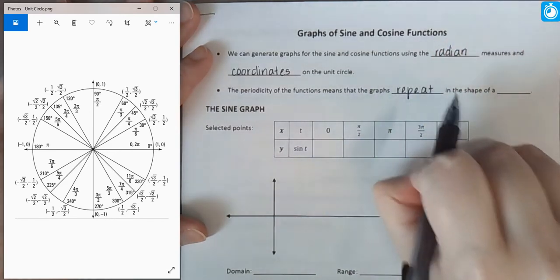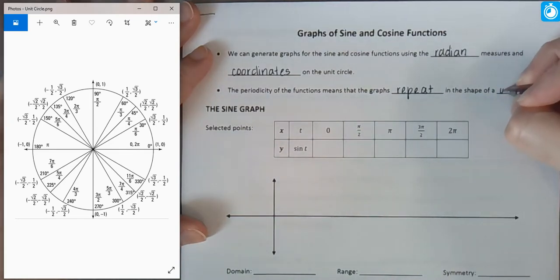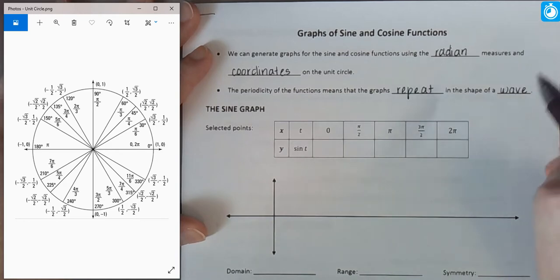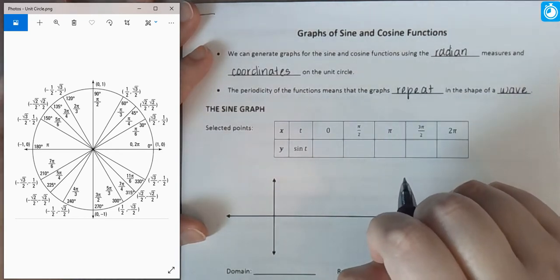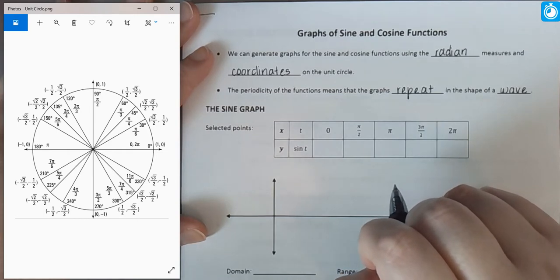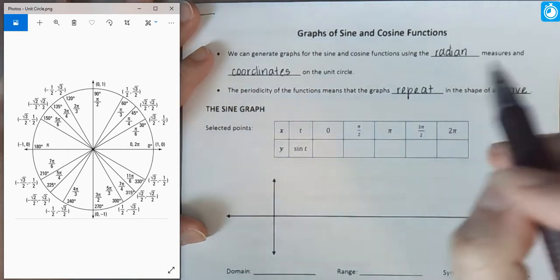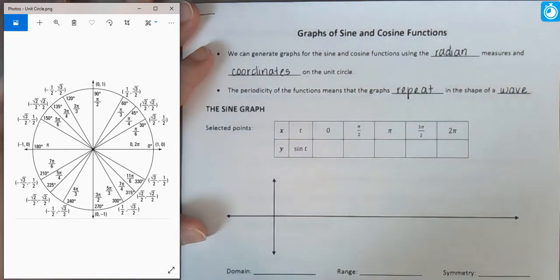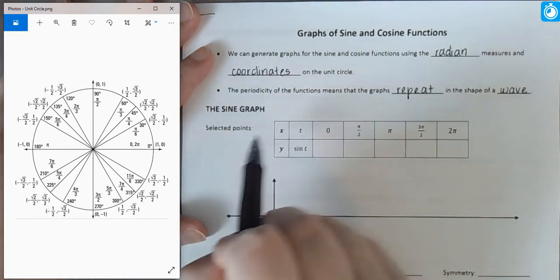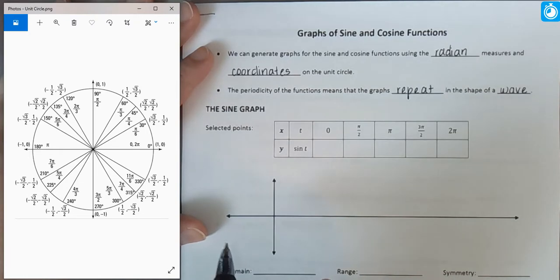The graphs repeat specifically in the shape of a wave. If you've ever heard the term sine wave or cosine wave, they're referencing these particular graphs, and in saying that the graph is shaped like a wave, we're saying that the outputs for these functions repeat over a specific period of time, and we have a shape that just continues indefinitely either to the right or to the left. So let's talk about the sine function and its graph specifically.